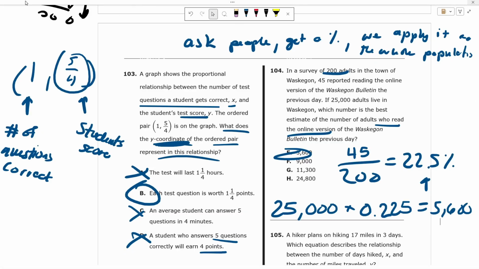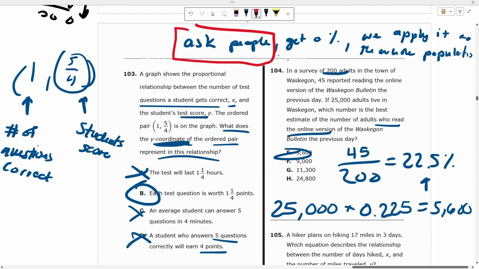This is how we are always going to operate around the sample. You're going to ask people to get your sample. So you're going to ask 200 people, then you're going to get a percent based on the responses, you're going to put that as a numerator of the question, and then you apply it to the whole population. So we applied this 22.5% literally by multiplying it by the whole population.